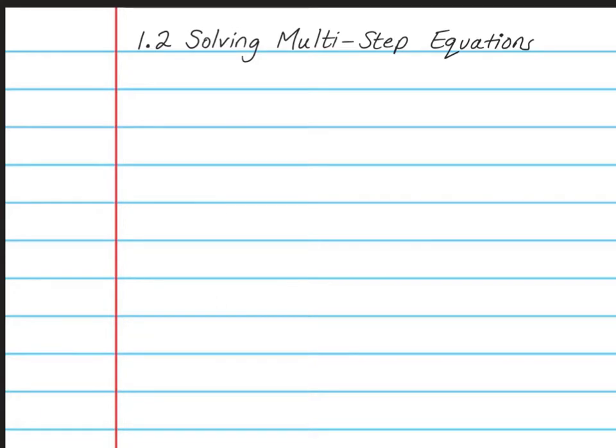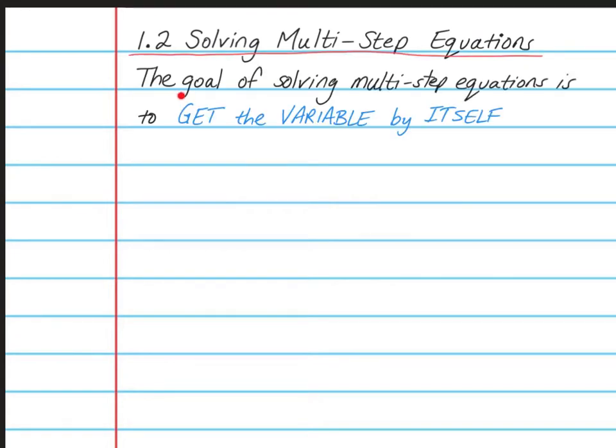Open up your spiral notebook to a new page and title it like I have, 1.2 Solving Multi-Step Equations. The goal of solving multi-step equations is to get the variable by itself. And there are some steps that you need to follow whenever you are solving multi-step equations.